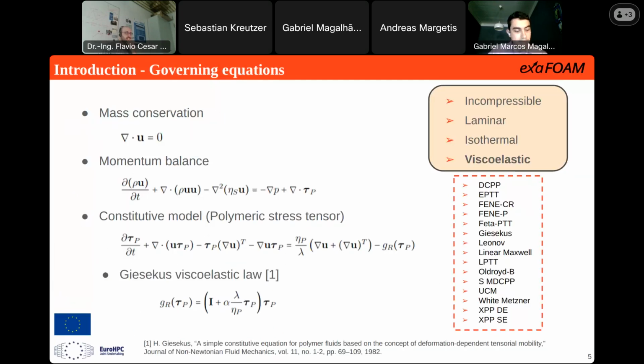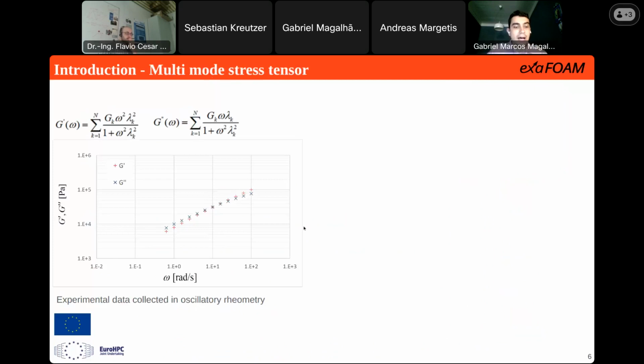Okay, this is the computational framework for viscoelastic fluids, but there is an additional detail. We need to solve more than one mode for the fluid, and I will explain why we need to represent the fluid by more than one mode. Here we have the experimental data collected in an oscillatory rheometry for a real viscoelastic fluid. We need to fit this data using these two equations.